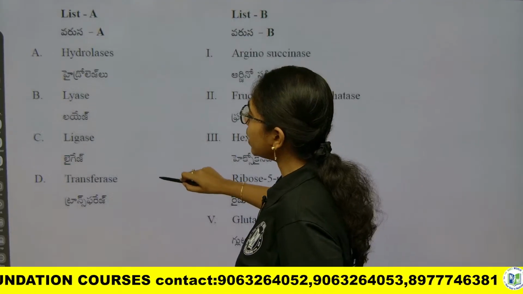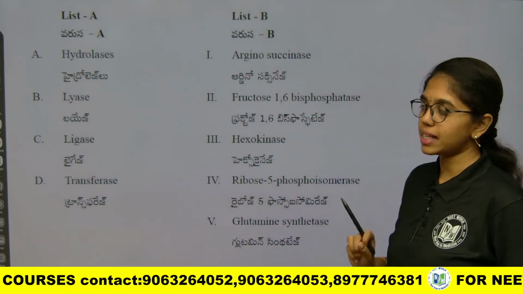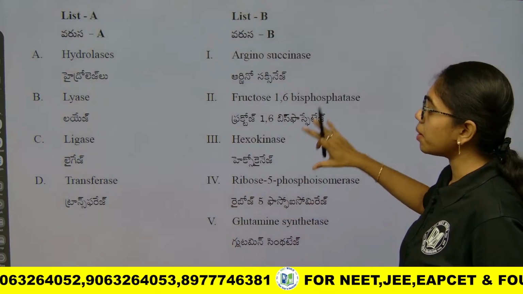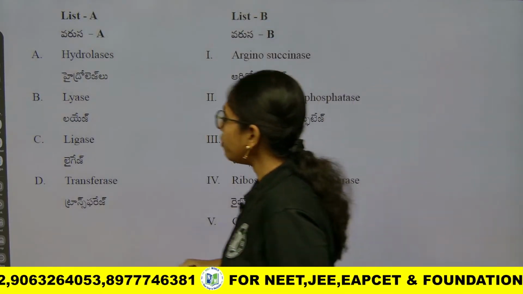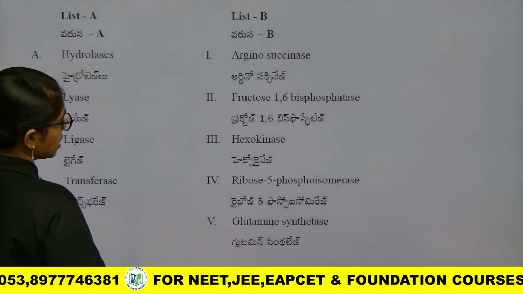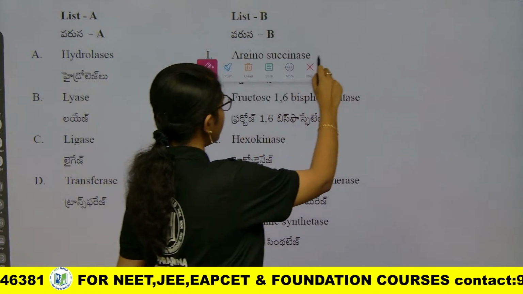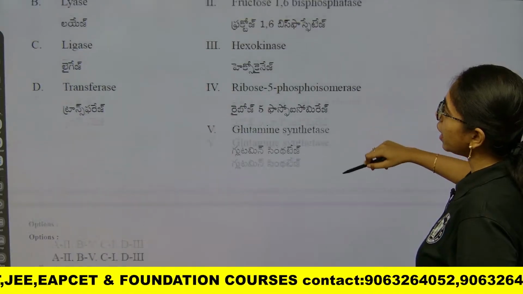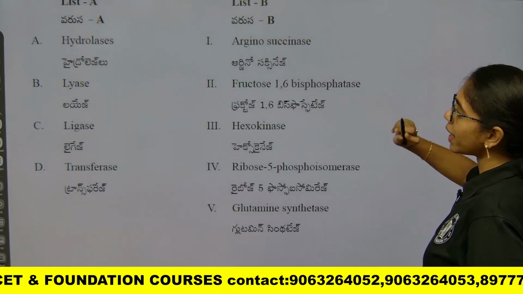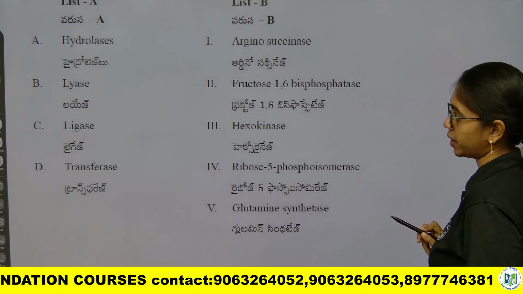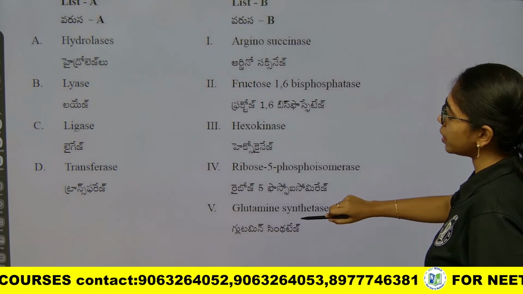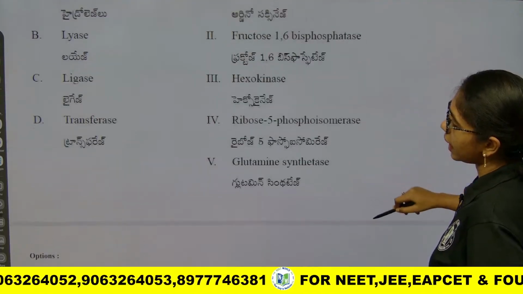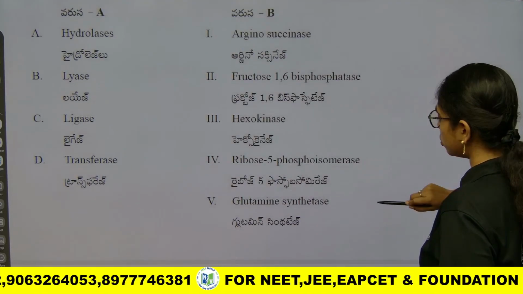So, from the 6 classes of the enzymes, 4 are given here, and the respective enzyme is given over here. Based on the function we have to match them. So, now if you see hydrolases, hydrolases means what? They will cleave using the water group. So, here hydrolases belongs to the enzyme activity that is fructose 1,6 bisphosphatase, and ligase, if you observe, is with respect to glutamine synthase. Lyases is arginosuccinase, and transferase belongs to hexokinase.